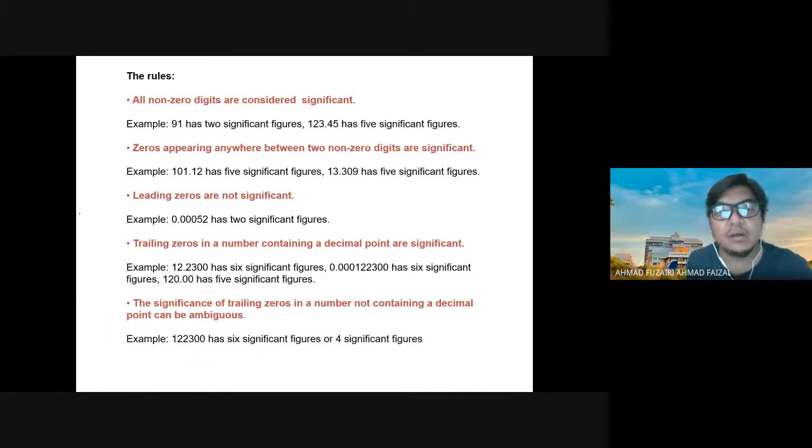Okay, the non-zero digits, I hope that everybody has watched the videos. All non-zero digits are considered significant. Non-zero, okay, this is all significant. This is 5 significant figures.